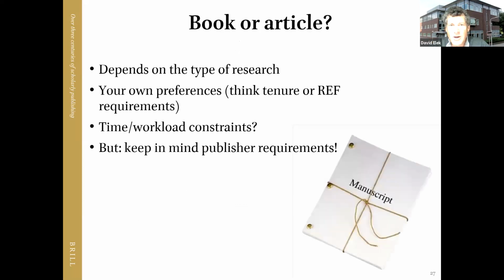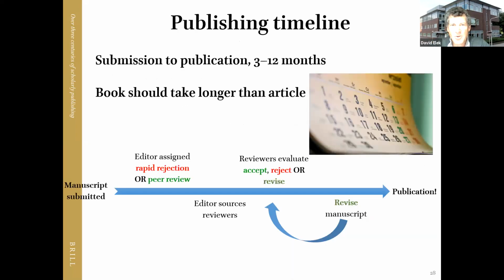Now, should it be a book or an article? It depends on the type of research. Workload constraints, but don't forget publisher requirements as well. And the publishing timeline will be significantly longer for a book than an article. Now, from submission to publication could take between 3 to 12 months.